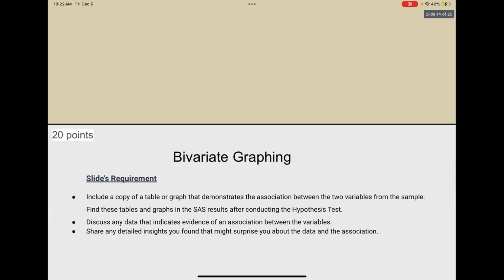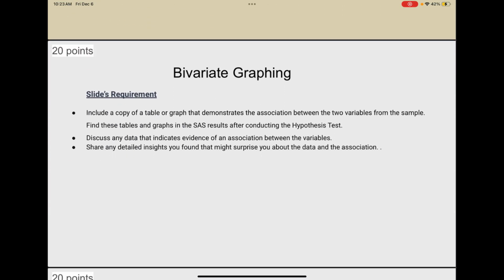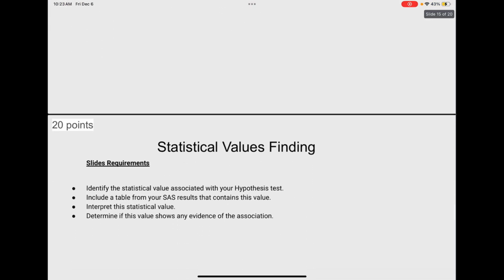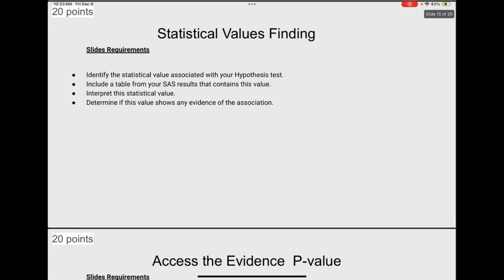Depending on our hypothesis test, we will get a bivariate graph, whether that be a mosaic plot or a box plot. And here we are going to go further than what we see and explain what the data is telling us. We will then find our statistical value, our rho, our F value, or our chi-square value, and we will interpret this value and state what it is saying about our association, whether it supports or doesn't support our association.